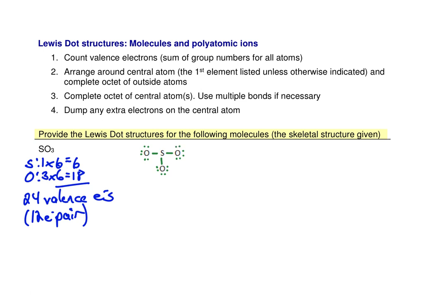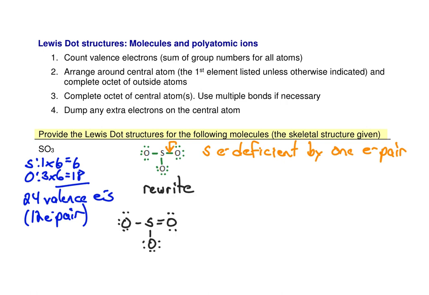So the octets of our outside atoms are complete, but we've used all of our available electrons, and yet sulfur is electron deficient. It only has 6 valence electrons, 2, 4, 6. So it wants 8. We've run out of electrons. We're going to need one of these lone pairs on one of the oxygens to make a double bond.